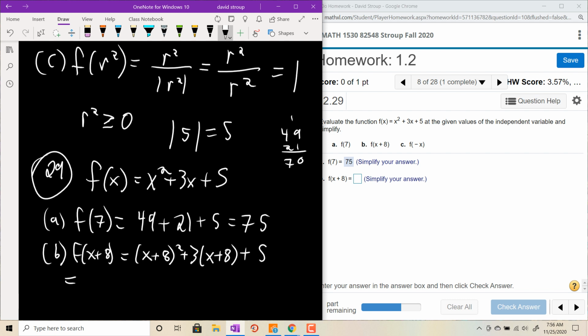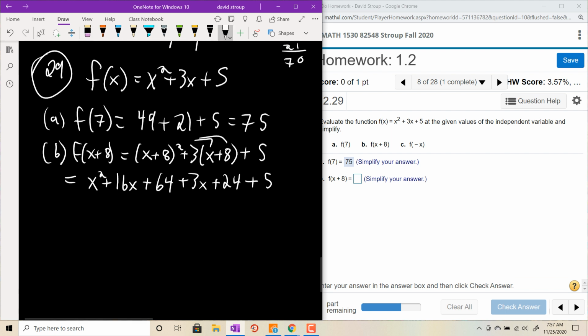I have some foiling on the first part. So (x + 8)² is the same as (x + 8)(x + 8), which will be x² plus 8x plus 8x is 16x, plus 64. Then I distribute, plus 3x, plus 24, and then plus 5. And then you have to simplify.